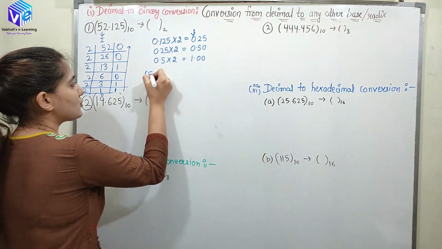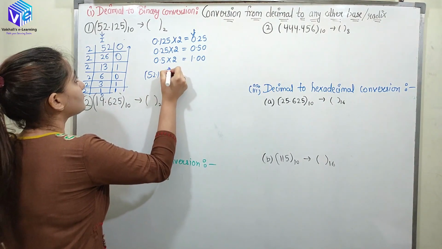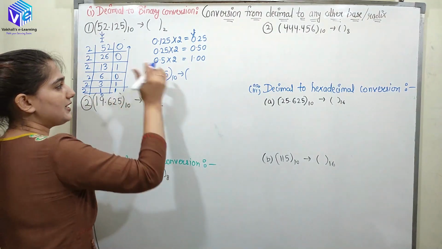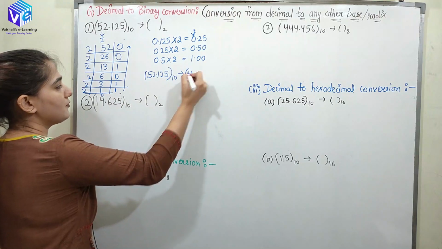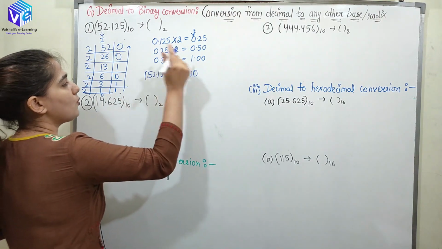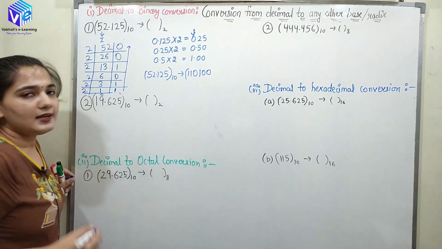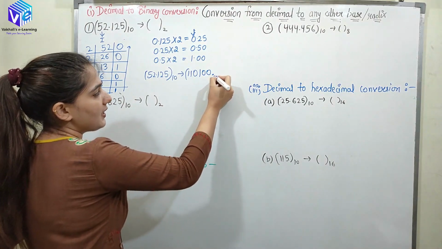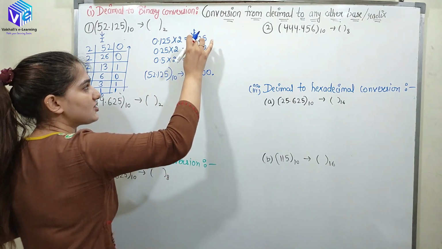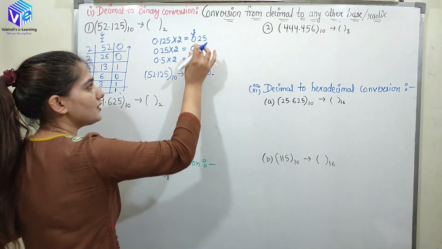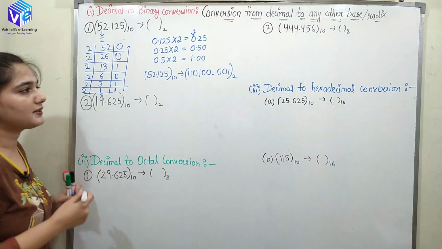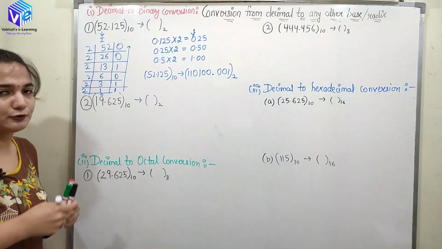So this number, which was 52.125 in base 10, can be represented as follows. First the integer part, starting from the bottom and moving upward: 1 1 0 1 0 0. Then we put the radix point and then the fractional part. The integer digits obtained are 0, 0, 1. So 0 0 1, and this is how I can convert the given number from decimal to its binary equivalent.